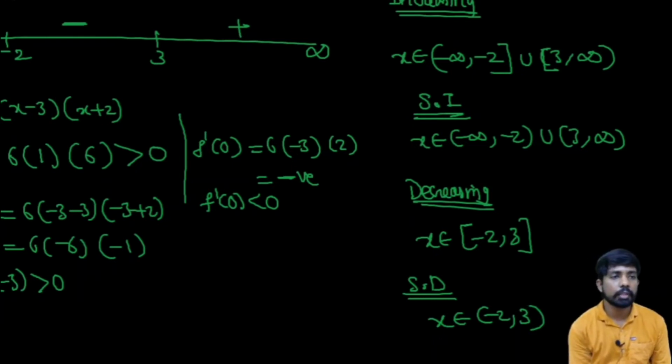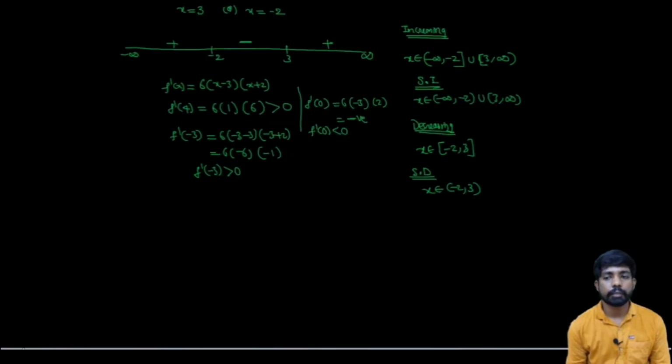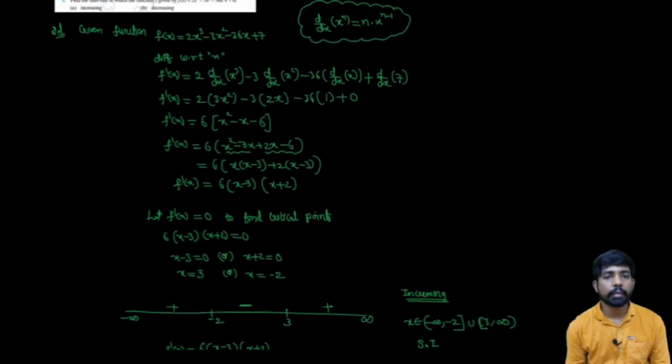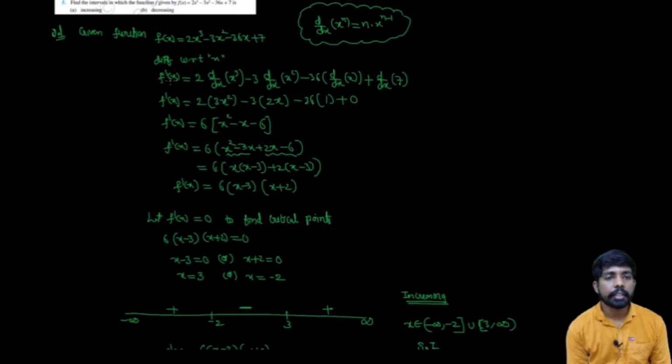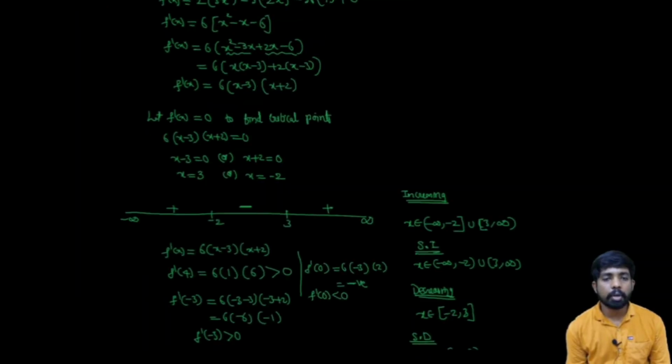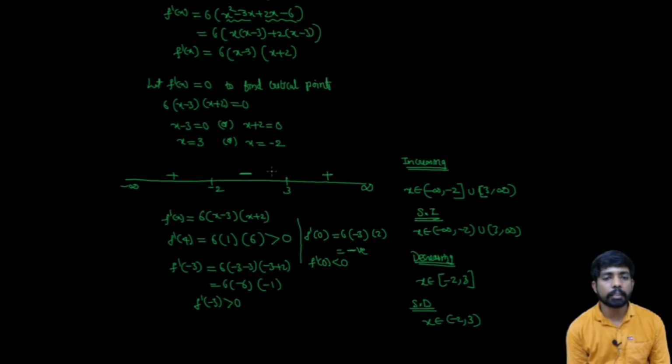This is the solution. Let me zoom out and check the procedure. First, differentiate the function, simplify it, and make it equal to zero to find the critical points. After getting critical points, plot them on a number line and check whether the slope is positive or negative. We got, by the trial and error method, positive, negative, positive. Therefore if a slope is positive it means increasing, and if a slope is negative it means decreasing.